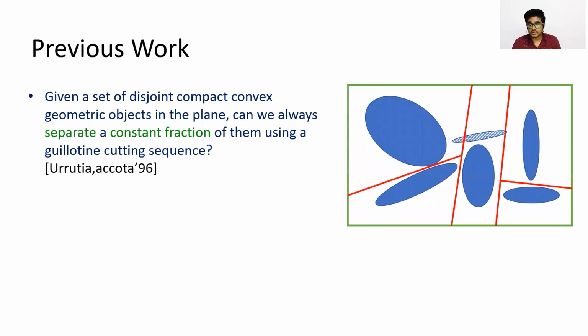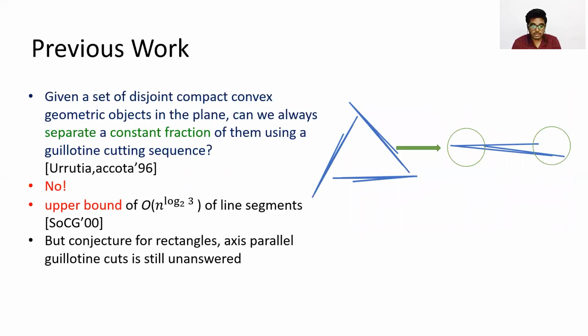And coming to previous work, this question was asked, the more general question: given a set of disjoint convex compact objects, and the guillotine cuts are allowed to be slant now. It's a more general cut. So can we separate a constant fraction of them? It was asked by Urrutia, and the answer was no. It was answered by Pach and Tardos.